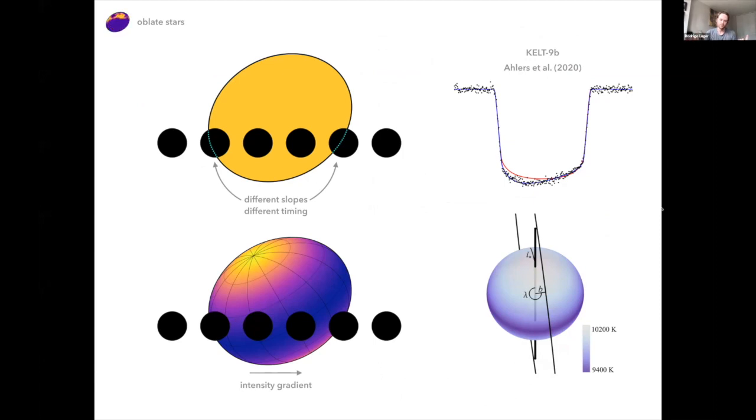First, if the star is misaligned with the planet, you actually get different slopes on ingress and egress because you're transiting an ellipse, not a circle. But you also get an intensity gradient because of gravity darkening. So the equatorial region of the star tends to be slightly cooler than the poles. And so you can use this to infer the actual three-dimensional architecture of the system. You get both the inclination and the obliquity of the star relative to the planet's orbit. And so it's a great probe of dynamics in planetary systems.